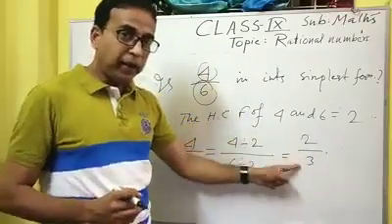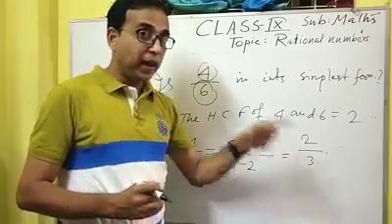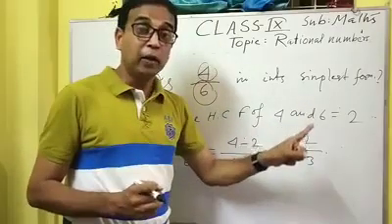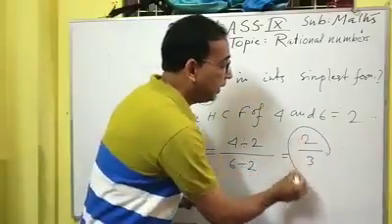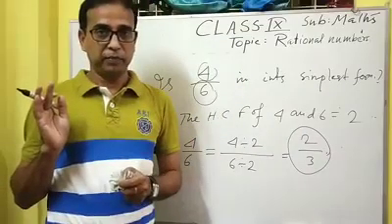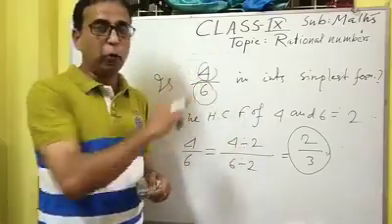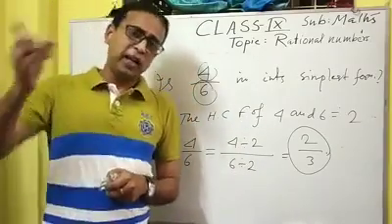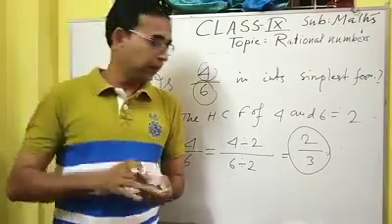In 2 by 3, the integers 2 and 3 have no common factor other than 1. So we can say that 2 by 3 is in its simplest form. Okay? In this way, we can convert any rational number to its simplest form.